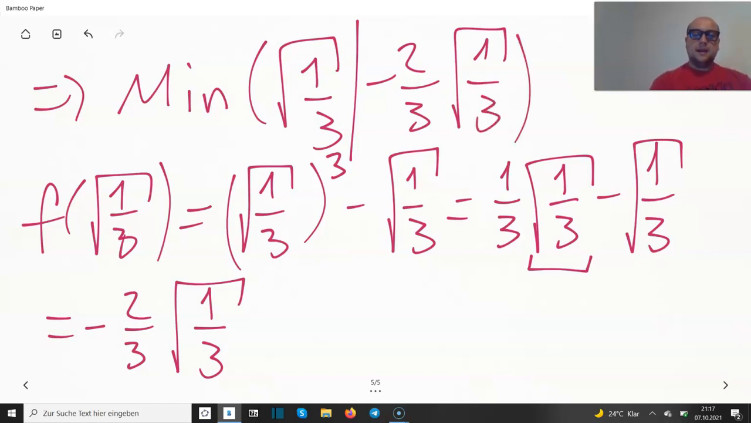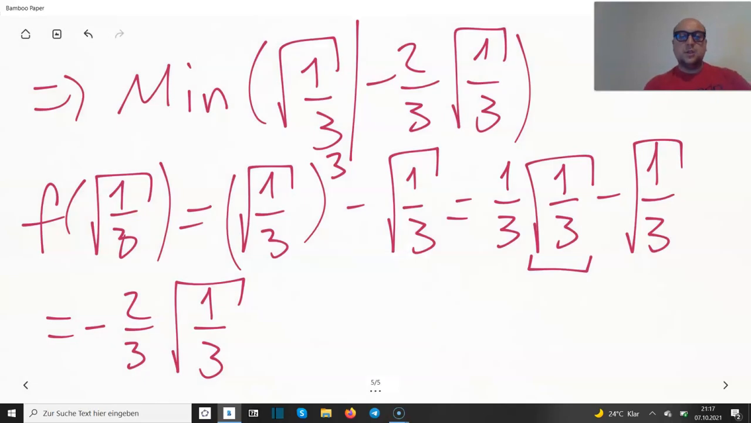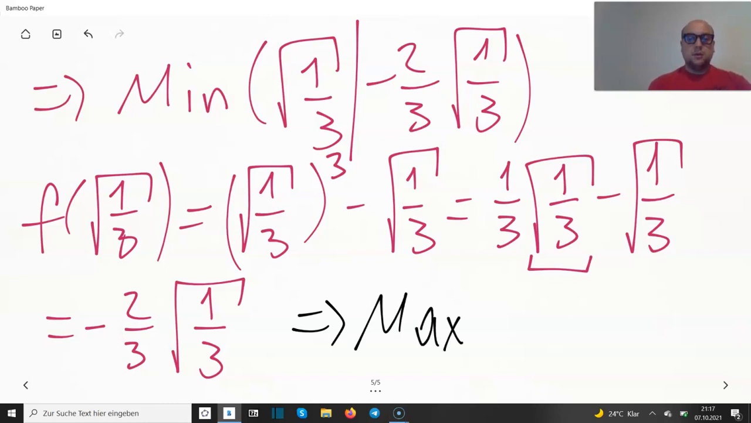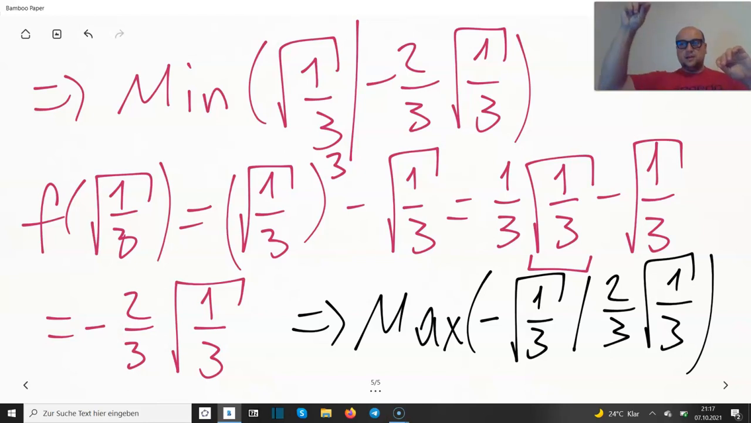And since I have the information that the function is symmetric with respect to the origin, I know that the max, this is really important here, is at minus the square root of a third and plus 2/3. See, so if we have the minimum right there, the max is right here. So this is kind of important. I don't have to compute anything, which is really nice.